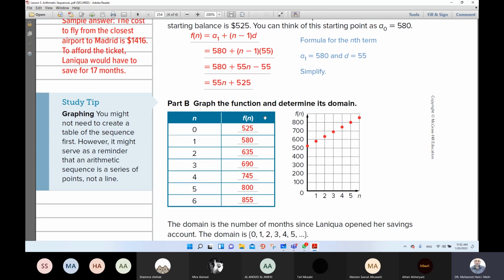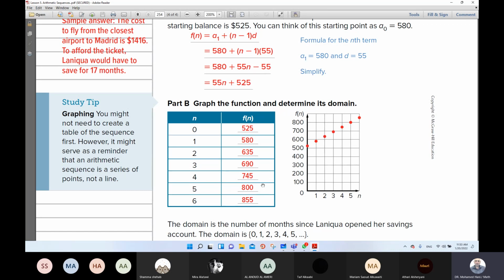Part B, graph the function and determine its domain. And here we have n, this is the domain, and here we have Fn, this is the range. If we have n equals 0, put here 0. 0 times 55 plus 525 will be 525. So this is the first point, 0, 525, will be here. If you have the value of n as 1, 1 times 55 plus 525 will be 580. So the second point is 1, 580. If you have n equal to 2, 2 times 55 plus 525 equals 635. So the third point will be 2, 635, etc.